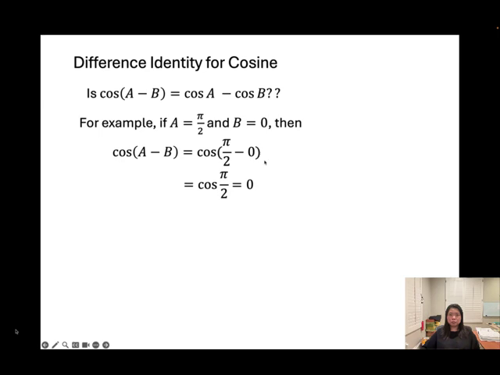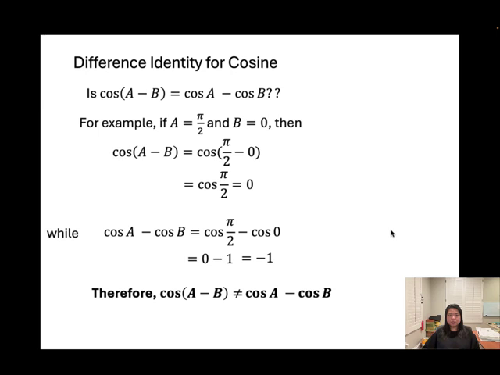Now we're going to do the same thing on the right hand side. We plug in A equals pi over 2 and B equals 0. Cosine pi over 2 is equal to 0, minus cosine 0, which is 1. So on the right hand side, this is equal to negative 1. So this is not an identity. They are not equal to each other.